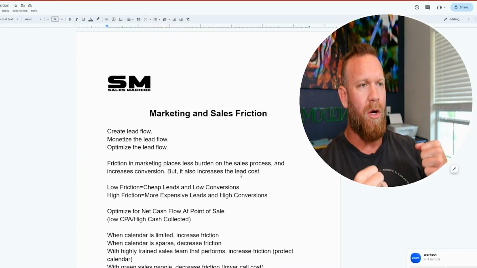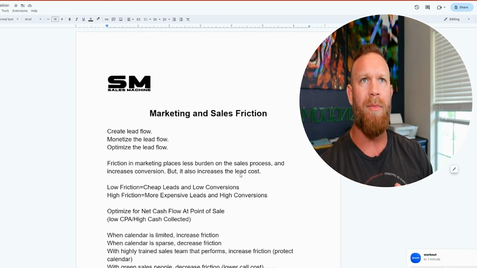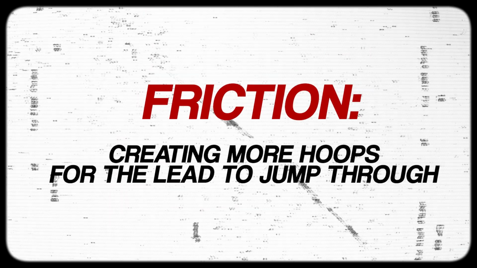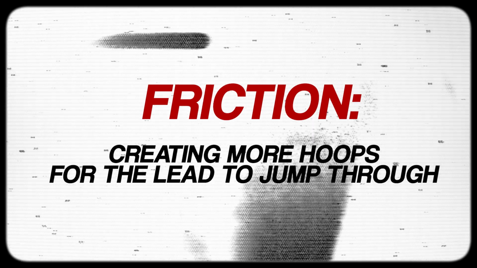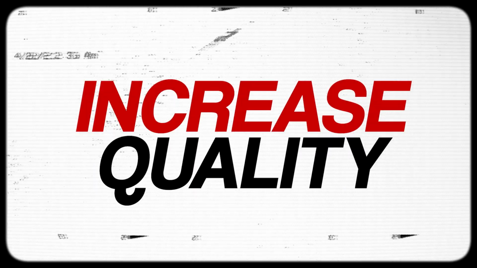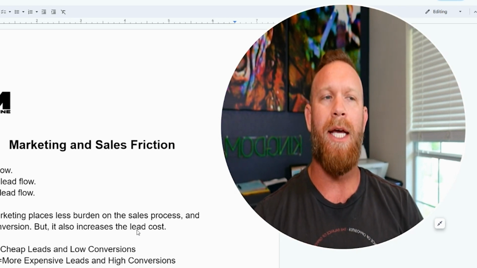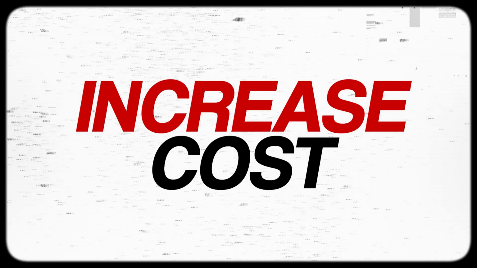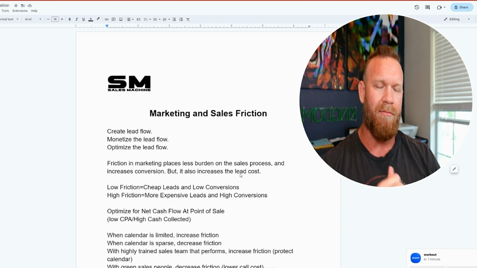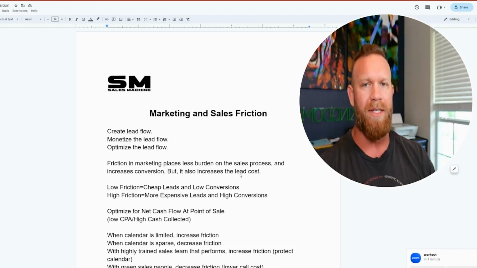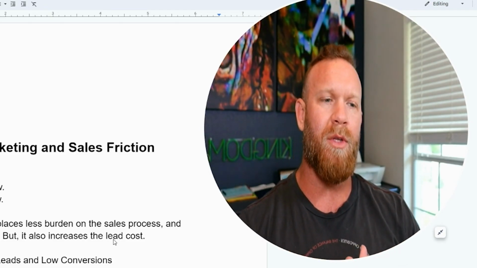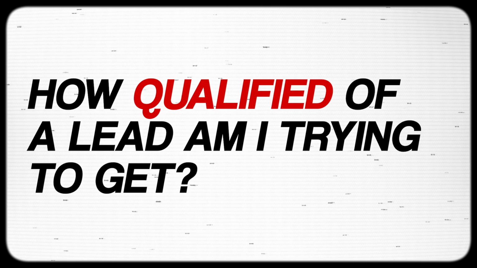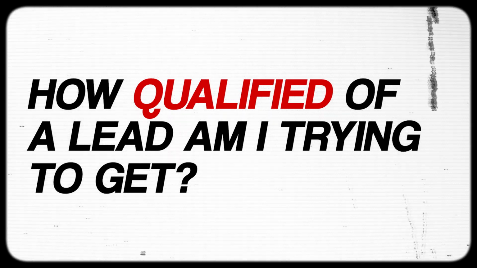Hey, how's it going? So we're going to go over some ways that you can create friction in your marketing and sales process, which simply means you're creating more hoops for the prospect or the lead to jump through, which does increase its quality. However, when you do that, it's also going to increase the cost. I'm going to go through some of these different ideas and the framework ideology behind it, with some real life examples at the end. But when it comes to how qualified of a lead you're trying to get, you're going to want to consider a few things.